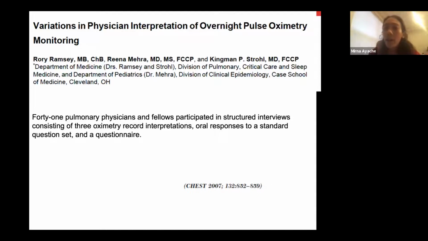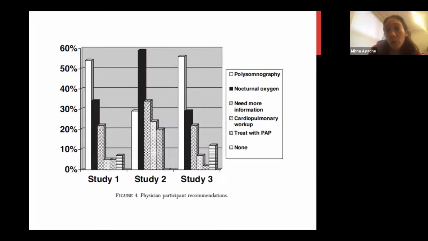So unlike portable PSGs, home sleep studies, overnight pulse oximetry has no guidelines for interpretation. The AASM does not tell you how to interpret an overnight pulse oximetry, and that leads to people interpreting them differently. And that's what Dr. Stroll and Dr. Ramsey found. They gave 41 physicians 3 studies, and they asked them to interpret them.